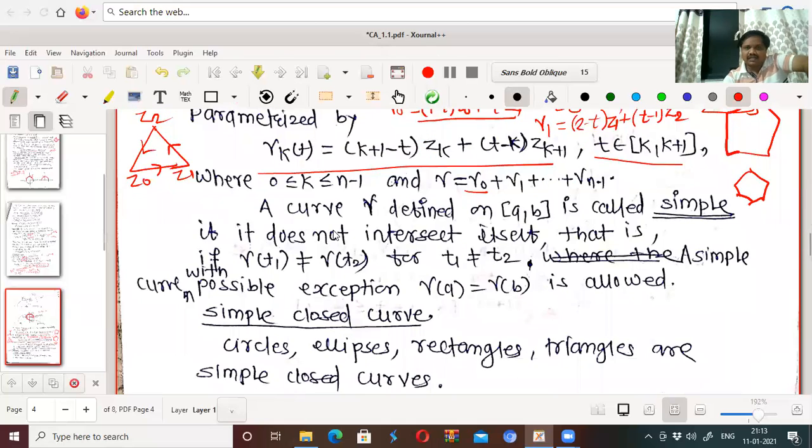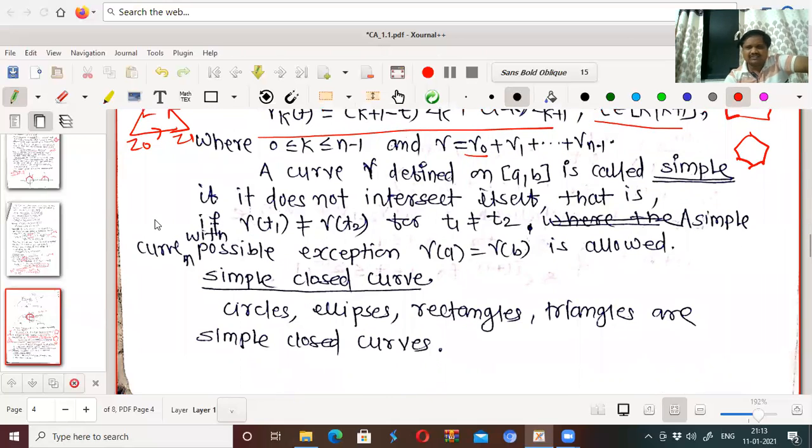Okay. A curve gamma defined on [a, b] is called simple if it does not intersect itself. A Jordan arc is simple, no doubt. A simple curve with the possible exception gamma at a equal to gamma at b is allowed. If this condition holds, it is called a simple closed curve, which is called a Jordan curve. This is a Jordan arc and this is a Jordan curve.